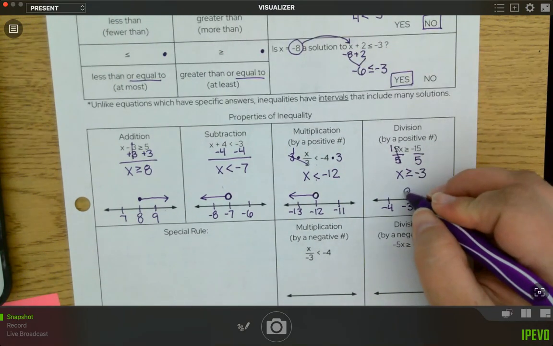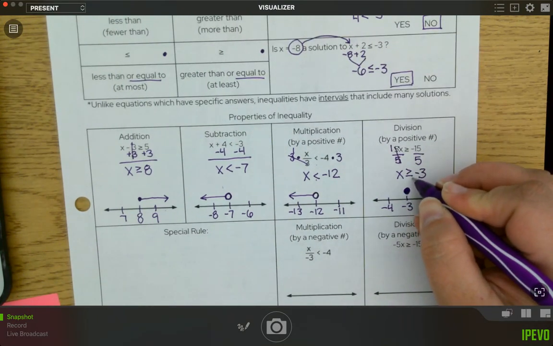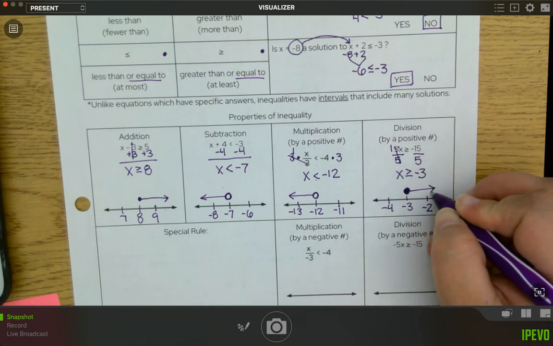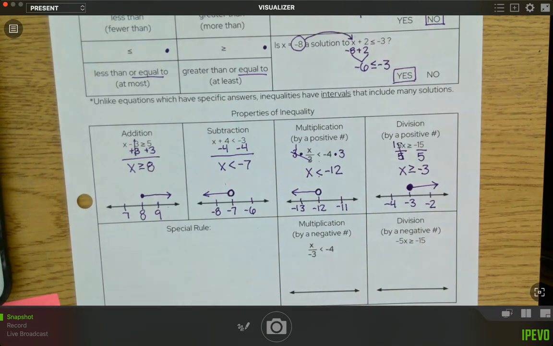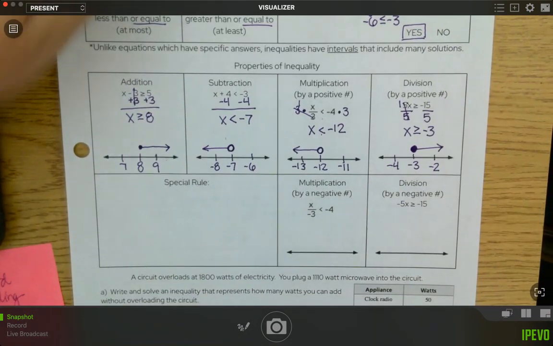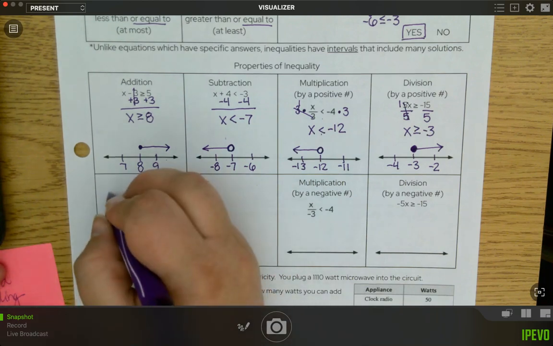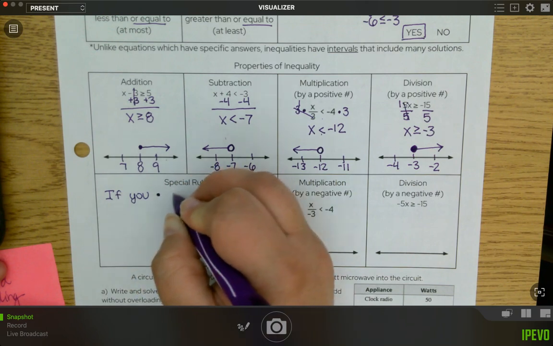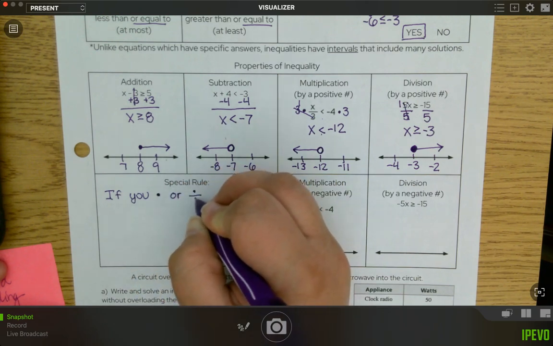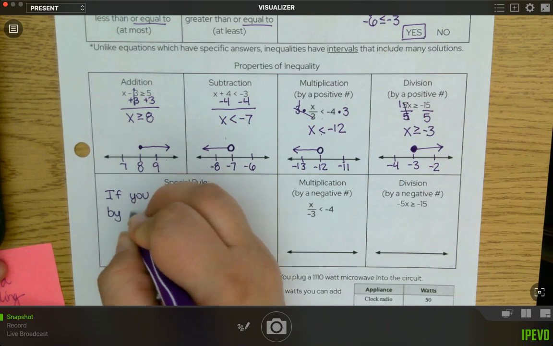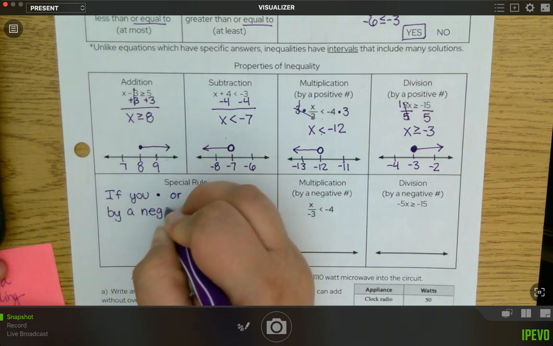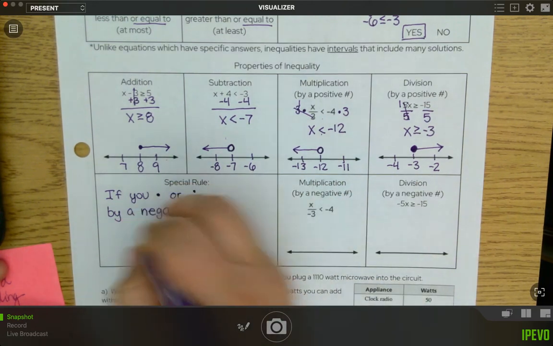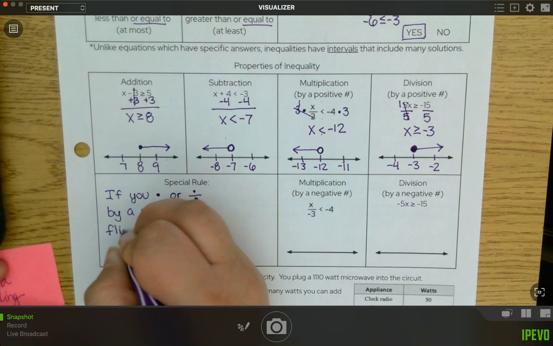We want a closed circle this time because it's or equals to. That's what this little line means. And then it's pointing us to the right, so we shade to the right. There is a special rule you have to look out for with inequalities, and that special rule is if you multiply or divide by a negative number, then you must flip the symbol.